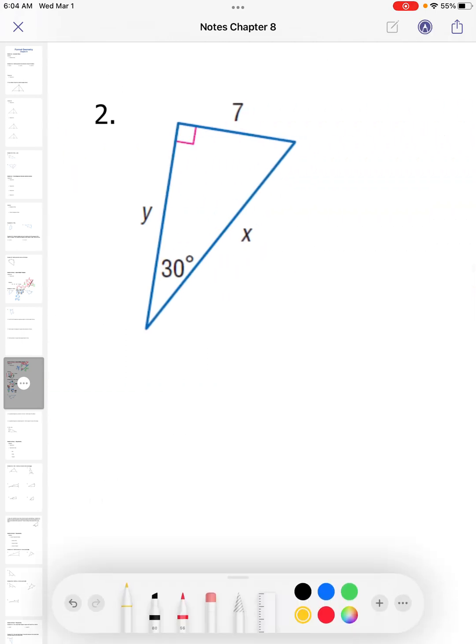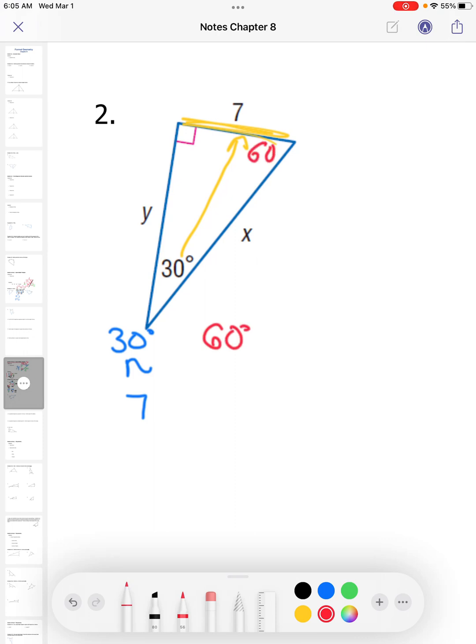All right, number 2. So I have across from the 7, so 30 degrees is the 7. Okay, so this one's a little bit easier. So right now the n is 7 because that is the short leg. So now I can find both of them pretty easily. So my 60 degrees is my y because it's across the way. So the 60 is n root 3. So I'm going to take this 7 and times it by root 3.